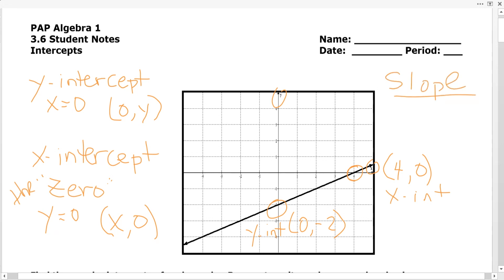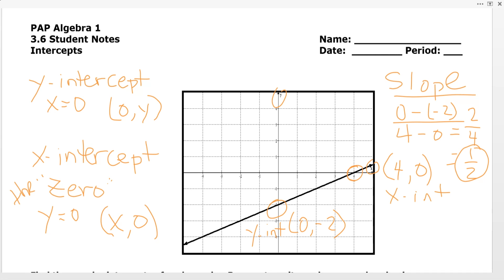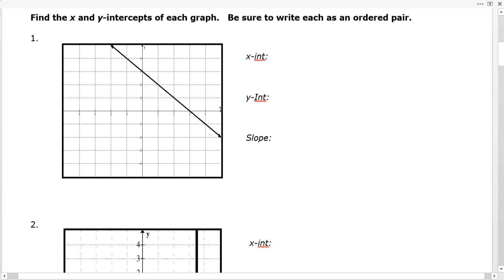And if I want to find the slope, it's kind of easy with this because I have zeros. So my slope is going to be (0 minus -2) over (4 minus 0). So it's going to be 2 over 4, which is 1/2. So finding the intercepts makes it easy to find the slope because you're working with zeros, which always makes life easier.